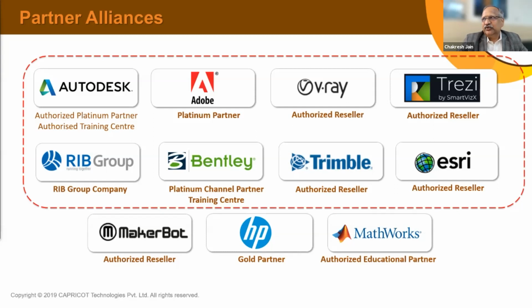And then we also have a local solution, Trazy, which is a very good VR solution where you can take the 3D model from Revit and then do a lot of virtual walkthroughs and a lot of work within that. So apart from these solutions, we are also now part of the RIB group of companies. We work with Bentley, Trimble, and for GIS, we work with ESRI. Then we also have solutions used in manufacturing for 3D printing, HP solutions for your computing and graphic printing, and MathWorks, which is used in educational institutes.